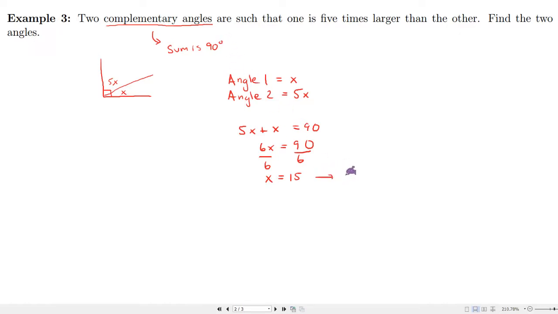So that means angle 1 is 15 degrees, and angle 2 is 5 times this amount, so angle 2 is 75 degrees. And again, remember they're complementary, so they should sum to 90, and you could check that real quick. The sum of 15 and 75 is 90, so good.